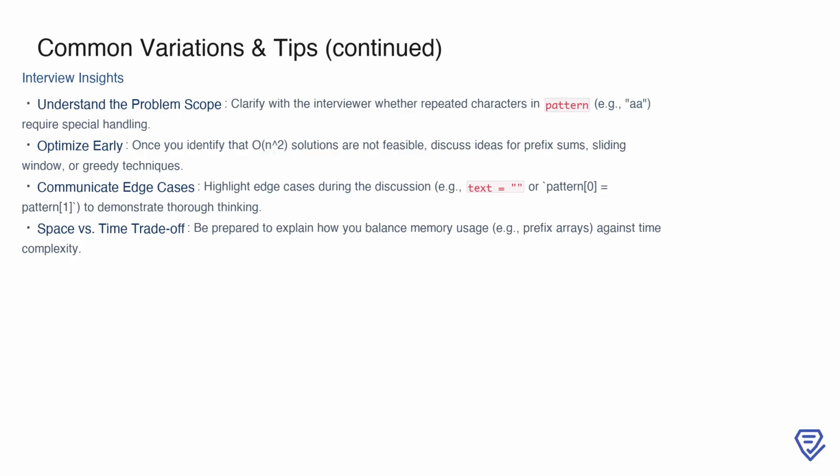Finally, be ready to discuss trade-offs between space and time complexity. For example, you might use prefix arrays to save time at the cost of additional memory, and being able to articulate this trade-off can leave a strong impression.